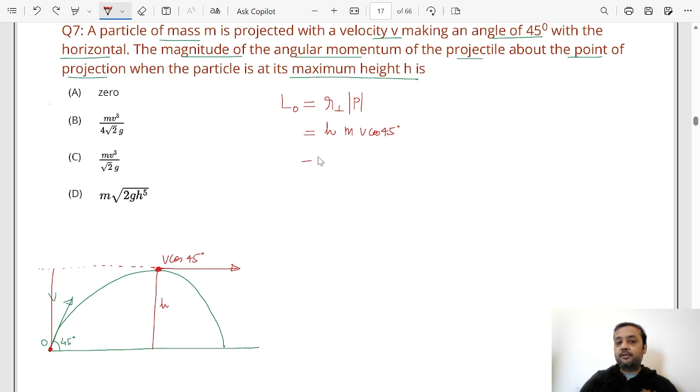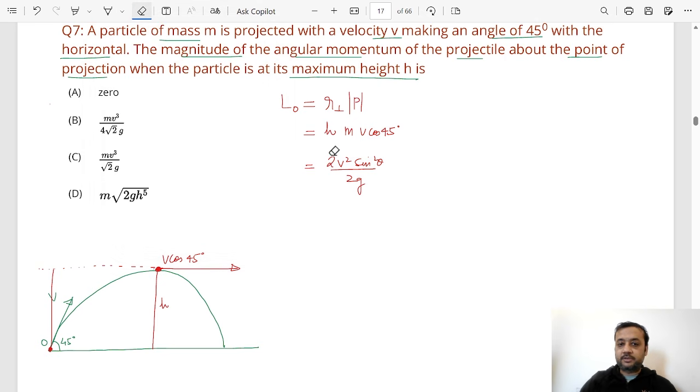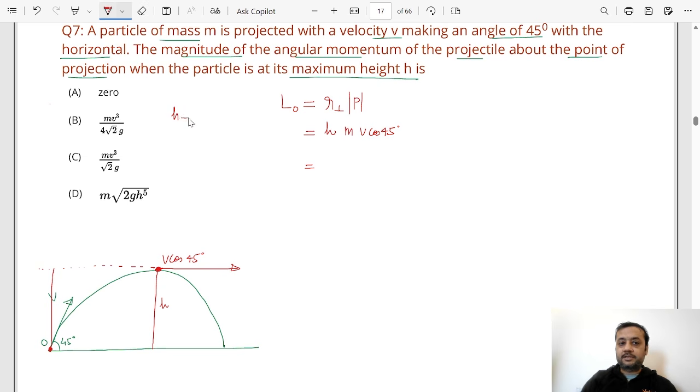Now look, the value of H we also can write, because H is the maximum height. So you know that maximum height is, sorry, not 2, my bad, I'm so sorry. Maximum height is u square sin square theta by 2g. 2 will not be there.